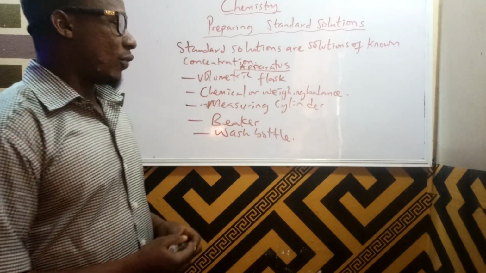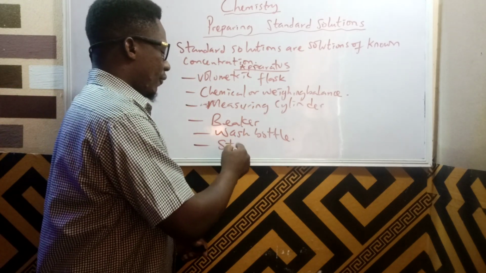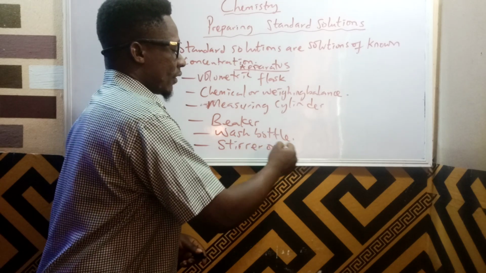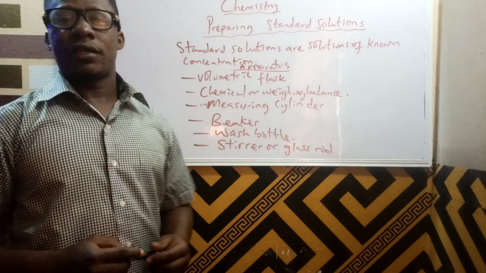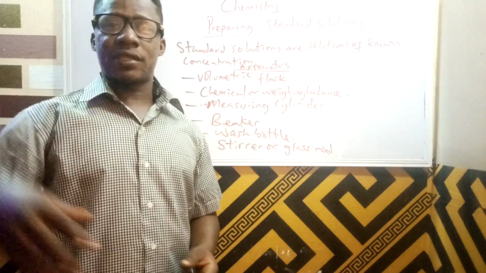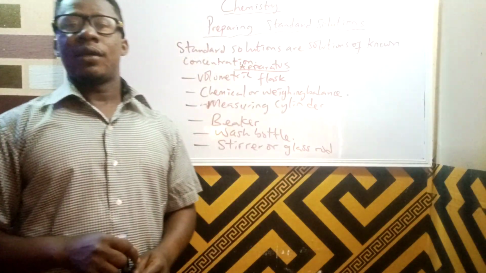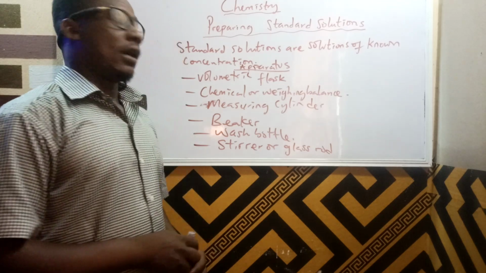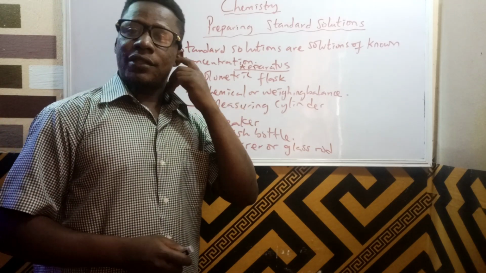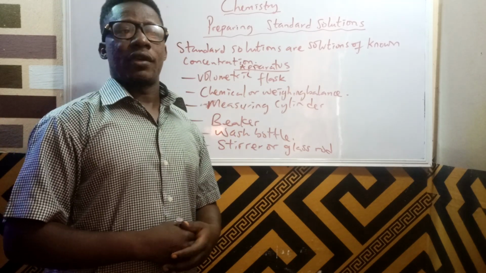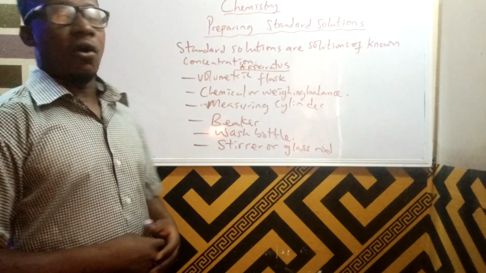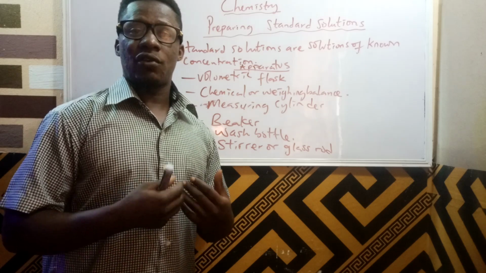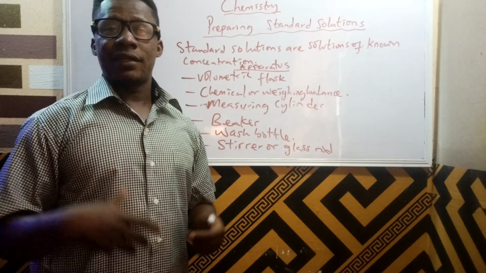You're going to need the wash bottle. For both of them, you're going to need a stirrer or glass rod, so as to stir when you mix the acid or base with water. Okay, so these are some of the apparatus. Of course, there could be more. These are some of the apparatus that you are going to need in preparing standard solution.